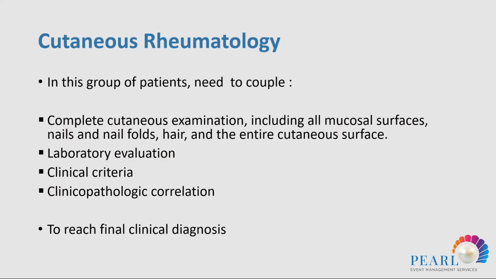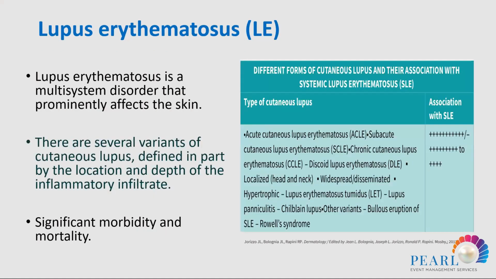However, in this group of patients, we need to couple the complete cutaneous examination. We need to look at the hair and the nails. Lab evaluation is important, including the clinical criteria of different disorders and clinical pathological correlation, because of course we need to take a biopsy for such patients in order to reach the final clinical diagnosis.